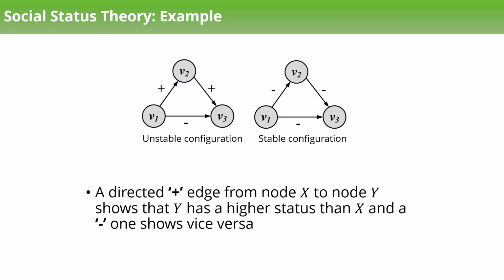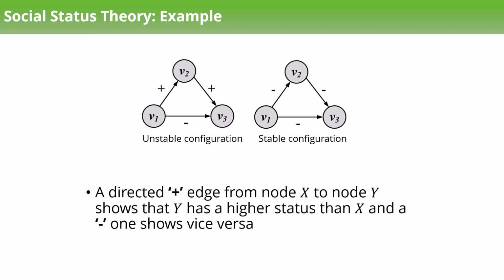But suppose A is greater than B, greater than C, greater than A. Now we have a circular situation. A greater than B, greater than C and greater than A. Who is actually at the top? There is no consistent ordering. Therefore, this configuration becomes unstable.